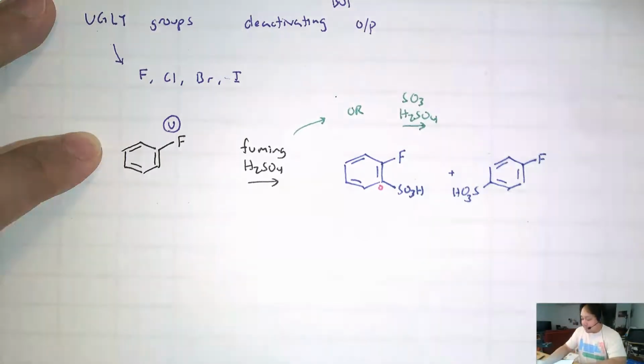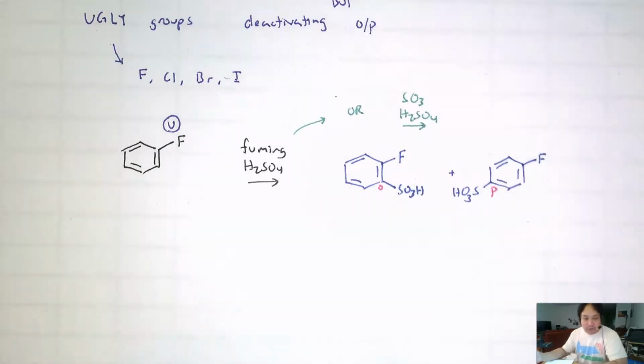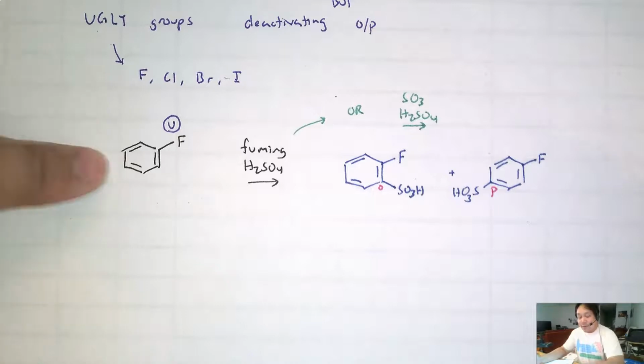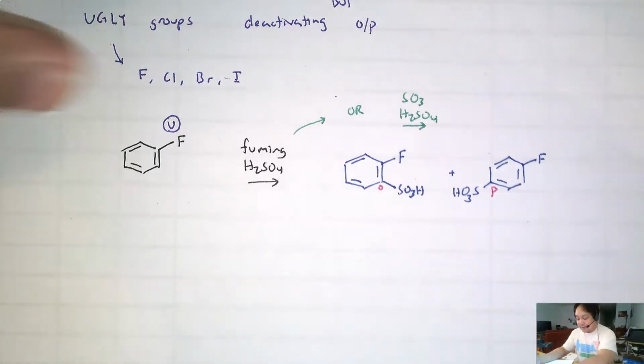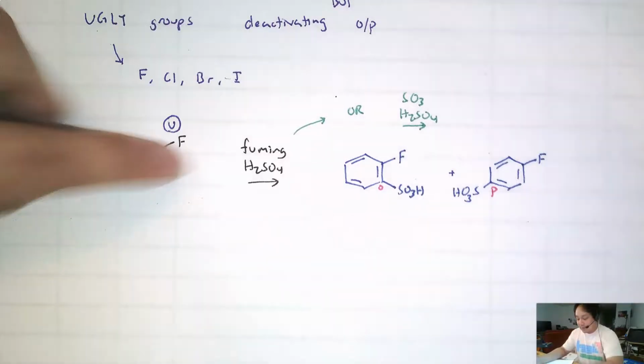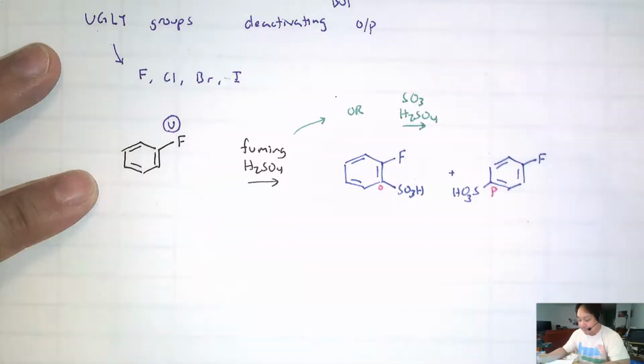SO3H, and that's the para position. It's still deactivating, so it's slower to put a sulfonic acid group on fluorobenzene than it is to put it on just benzene. Okay, so this would react faster, this would react slower. I can imagine that I could put on an exam, list these 4 rings in order of reactivity for bromination, or Friedel-Crafts alkylation, or sulfonation, etc.